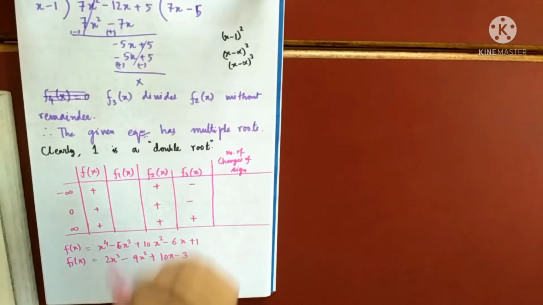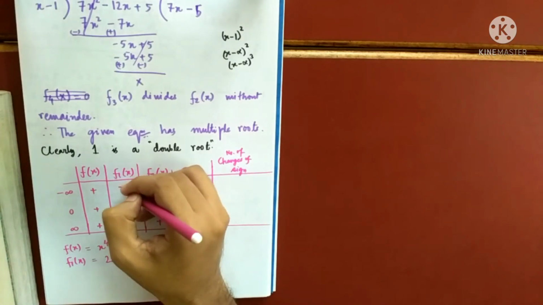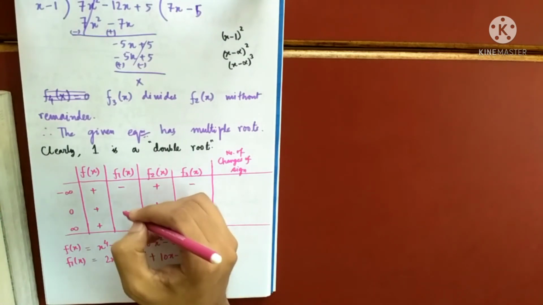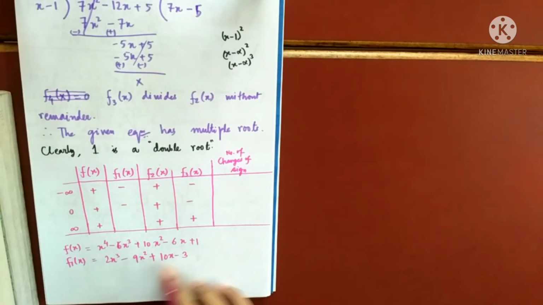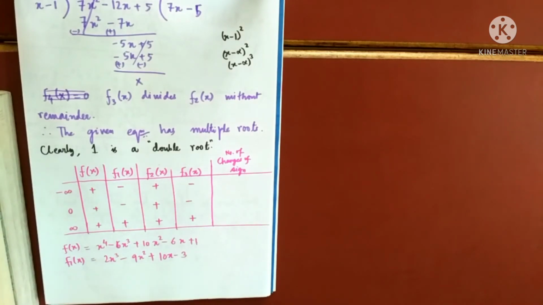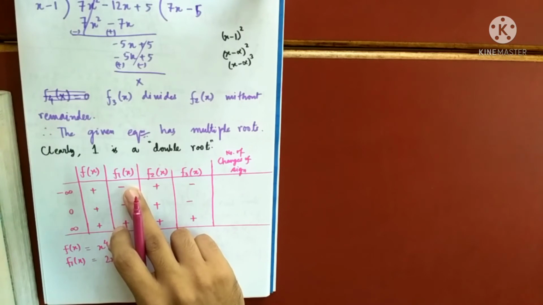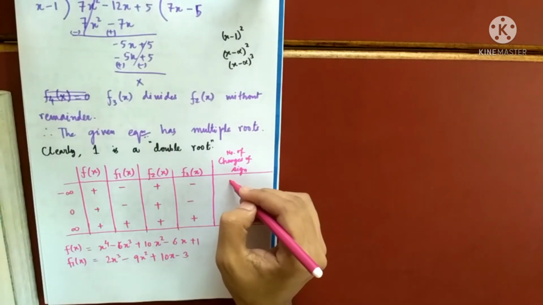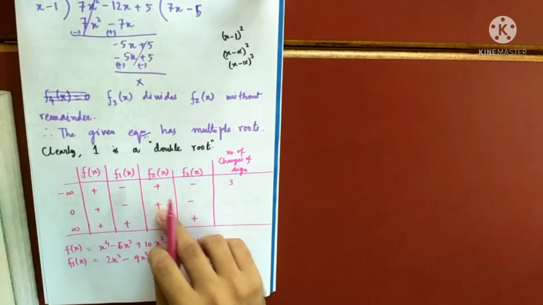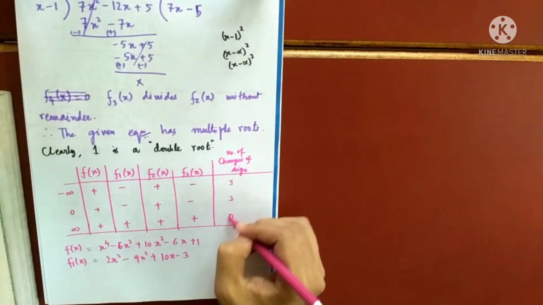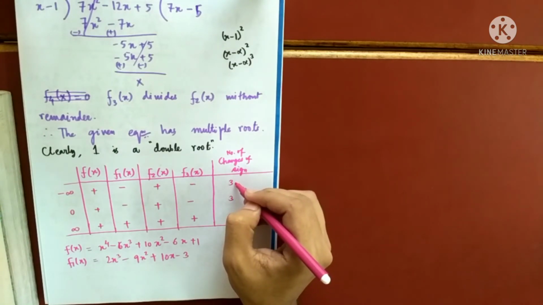And f1x, when I am putting minus infinity, it is minus, because minus infinity cube is minus. When I am putting 0, it is minus, because of minus 3. When I am putting infinity, it is plus. So I have this. So what are the changes in sign? 1, 2, 3. 3 changes in sign. 1, 2, 3. 3 changes in sign. 1, 2, no change. No change, no change, no change. 0. So no change here.